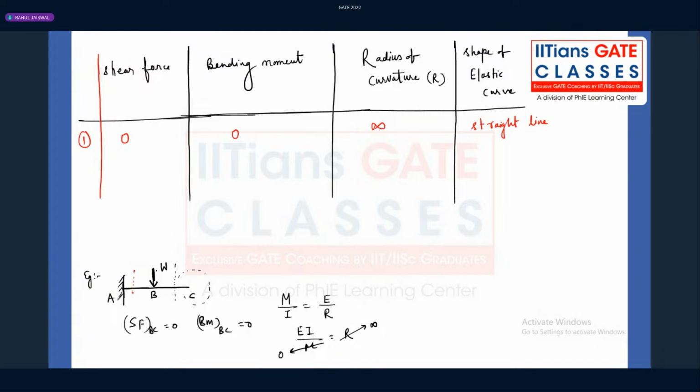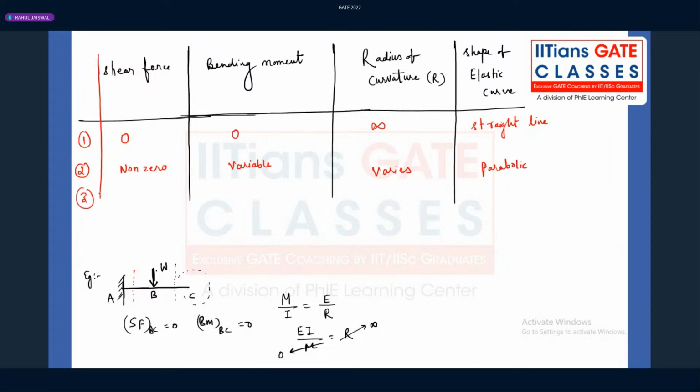Now in the member AB, there is a non-zero shear force and there is a variable bending moment, as you can see. Definitely the radius of curvature will also vary, and we can have the shape of the elastic curve as parabolic, guys.